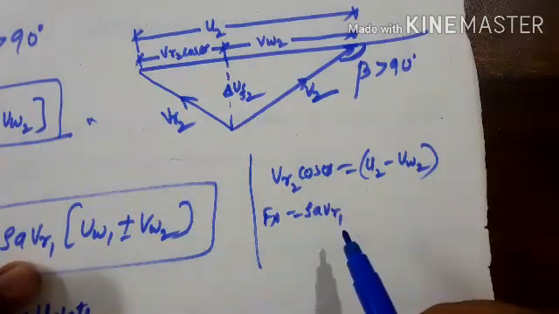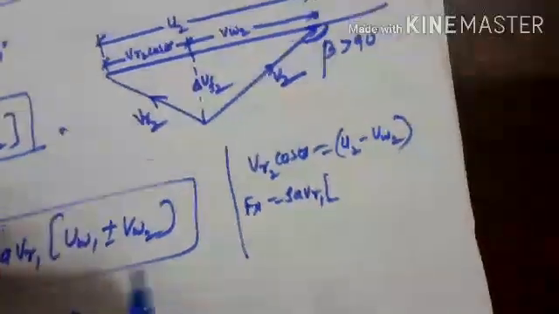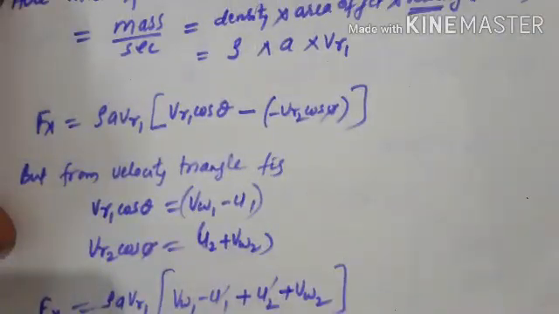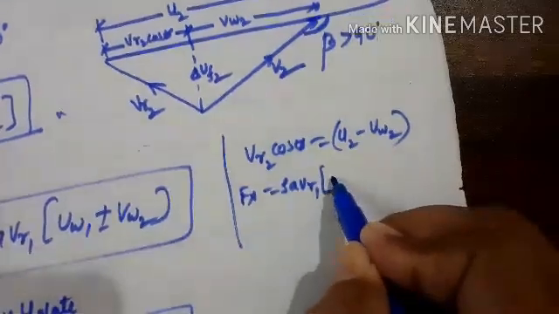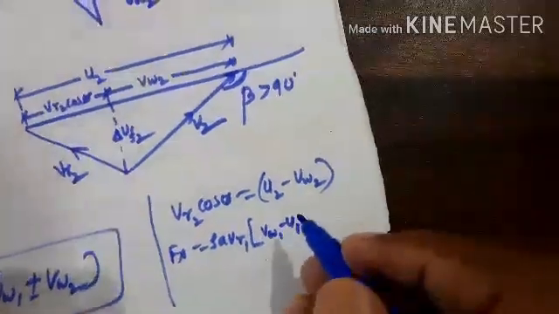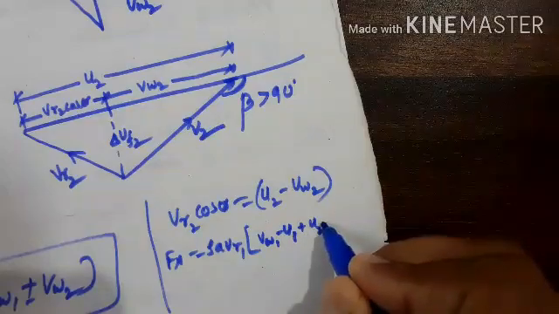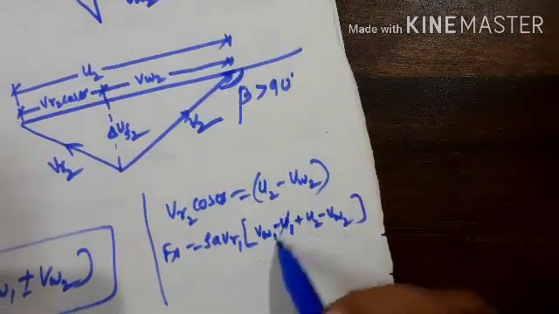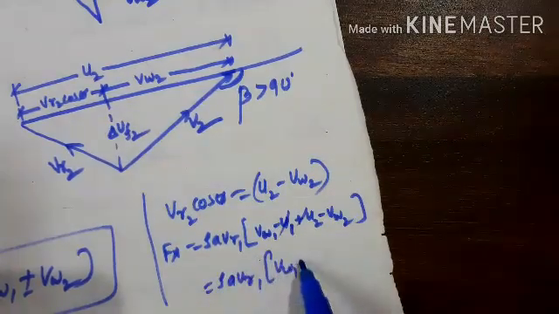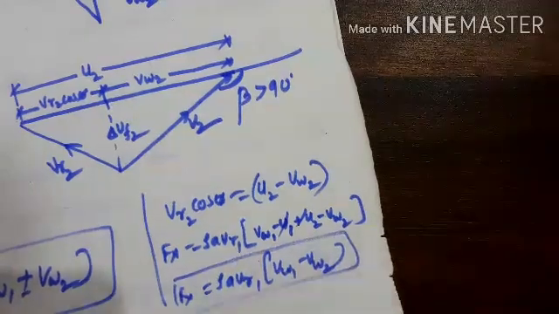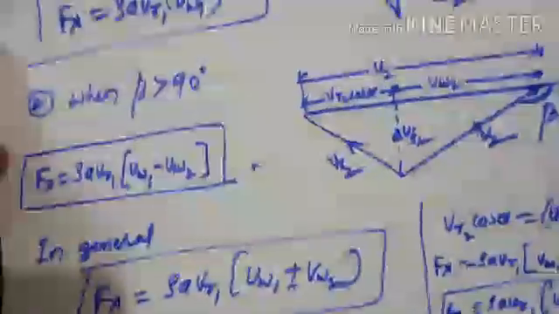We get rho A VR1 times (VW1 minus u1), then plus (u2 minus VW2), but u1 equals u2, so they cancel. Then finally you get rho A VR1 (VW1 minus VW2) when beta is more than 90 degrees. So I hope you understood these conditions. These are very important conditions, and the derivation is also very important.